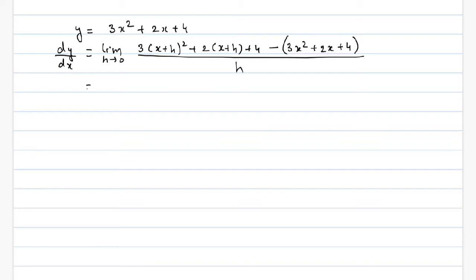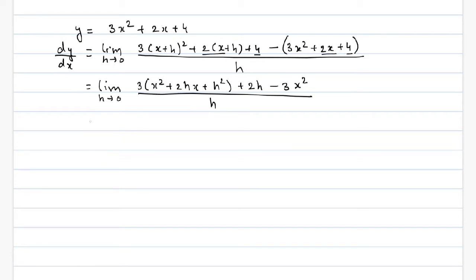So for this, again you should expand. We can clearly see this plus 4 and this minus 4 will cancel out. This plus 2x and this minus 2x will cancel out. So we'll skip writing them. I'll get 3 times (x square plus 2hx plus h square) plus 2h minus 3x square upon h.